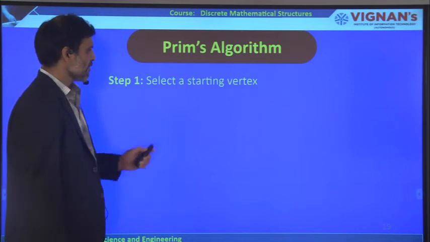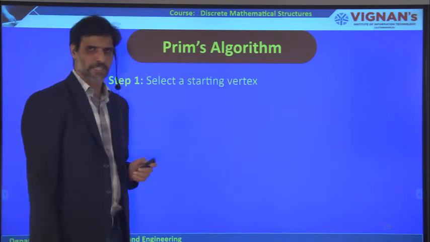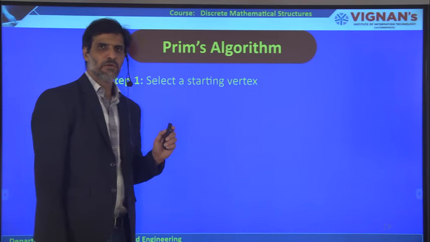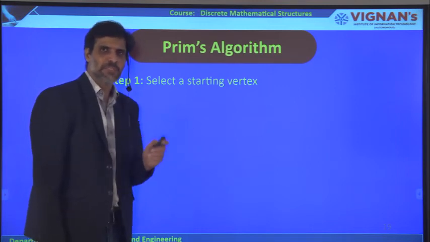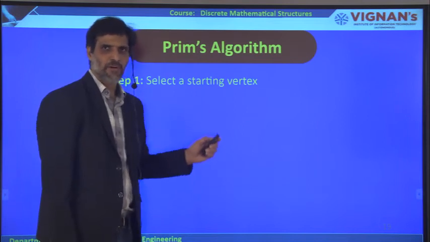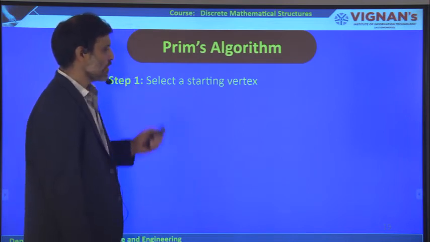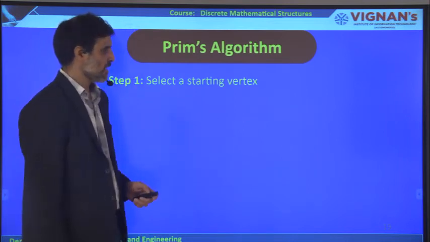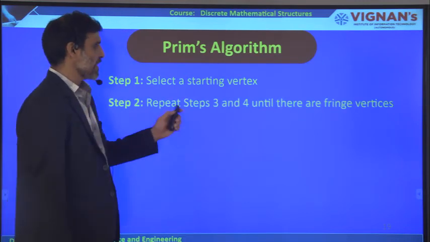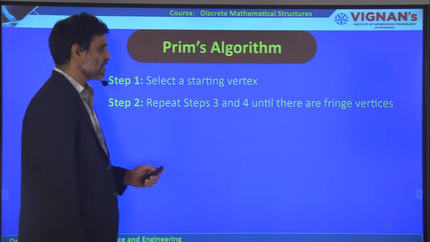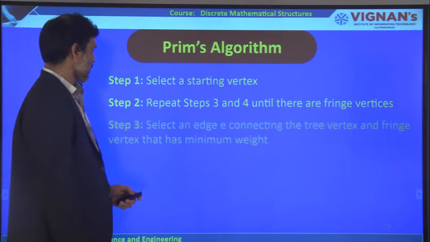So here the first step is you have to start with a vertex. You have to initialize all the vertices and then start with an edge which contains the minimum weight and follow like that. But here you need to start with a vertex. Any vertex you can start with. Repeat steps 3 and 4 until there are no fringe vertices. So we will discuss what that is.